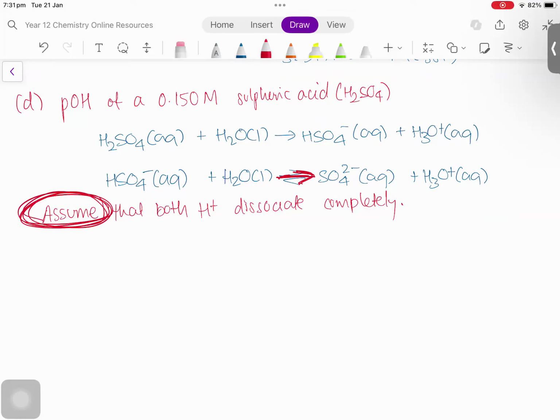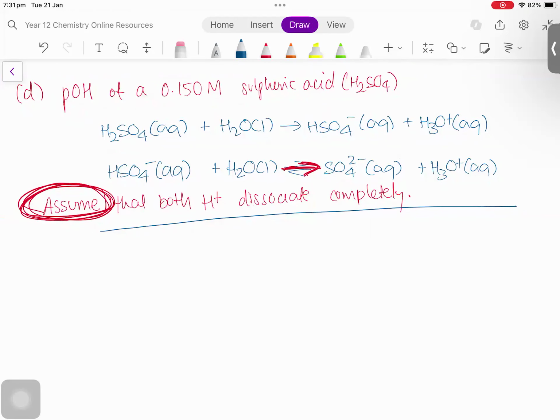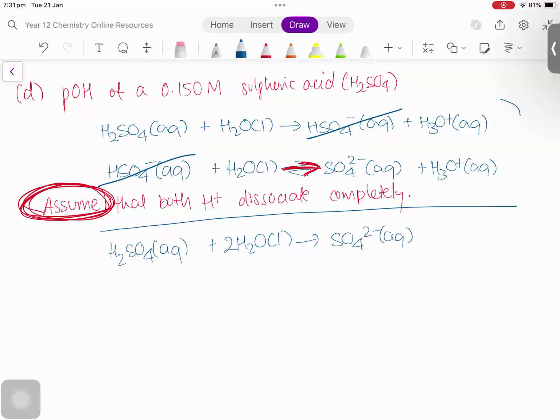If you get given a K value, it is possible to do an ice table calculation. We'll do this in a couple of lessons' time when we go through weak acids and bases. Because it's a single arrow, I can combine it together now. My HSO4 minus cancels out. So all it looks like is this: I've got H2SO4, there's two waters on the left, it turns into SO4 2 minus, and look, these are my two hydroniums that get made.